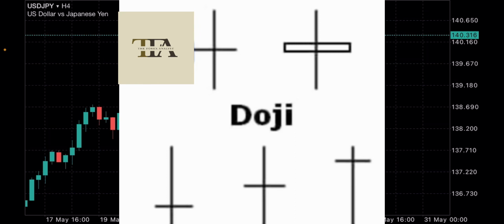While the doji is a candlestick that can have either a long wick or a short wick, with little or no body, a very tiny body. Like the opening is almost the same as the close. So that's the doji candlestick.